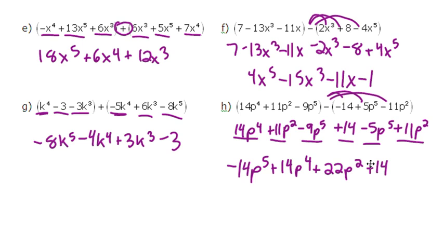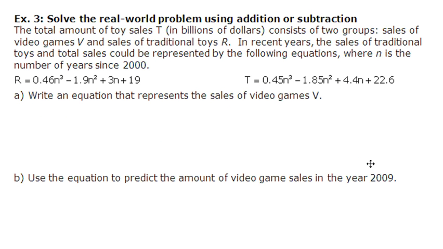So the last example, example 3. This says the total amount of toy sales in billions of dollars consists of two groups: sales of video games and sales of traditional toys. In recent years, the sales of traditional toys and total sales can be represented by the following equations, where n is the number of years since 2000. Write an equation that represents the sales of video games V.